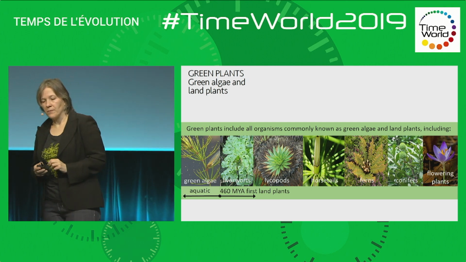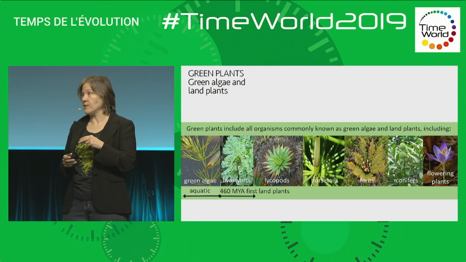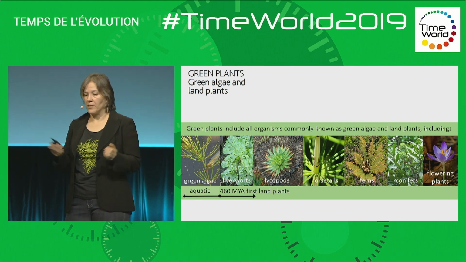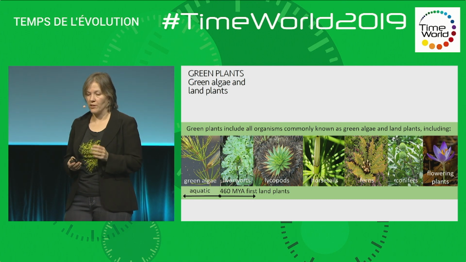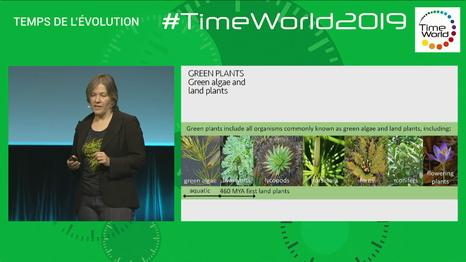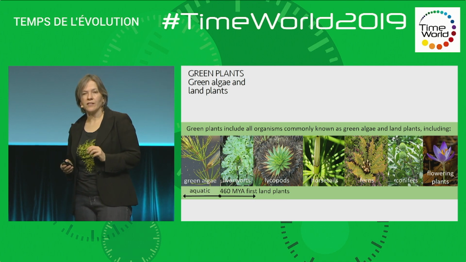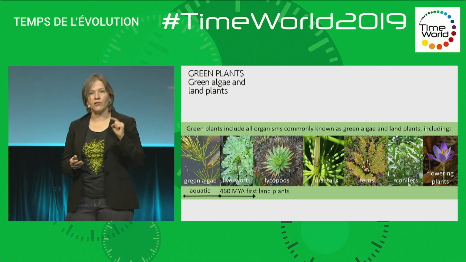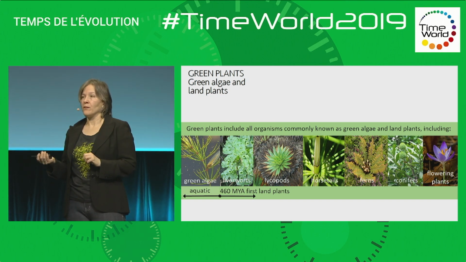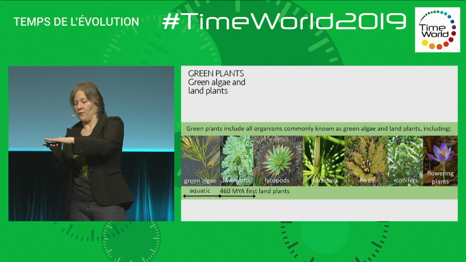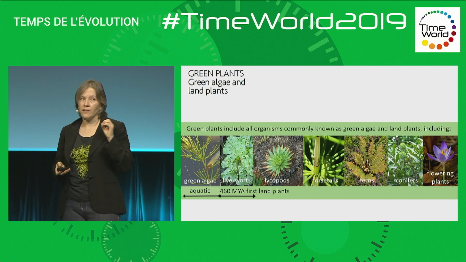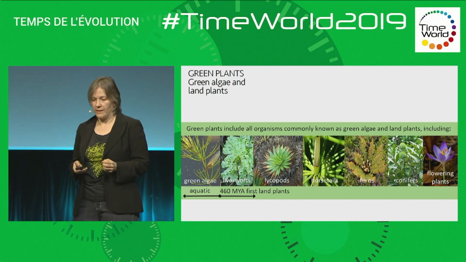So green plants, as I mentioned before, include the green algae and land plants. So here is a nice representation of them. On the left, you see an example of green algae, which is called Chara. And about 460 million years ago, we start to see the first evidence for plants on land. Those are not nice flat plant fossils, but they're actually little tiny fragments that show that they were already there.